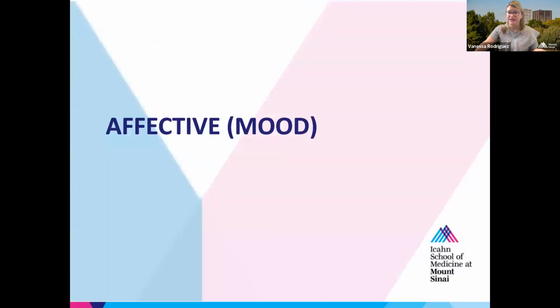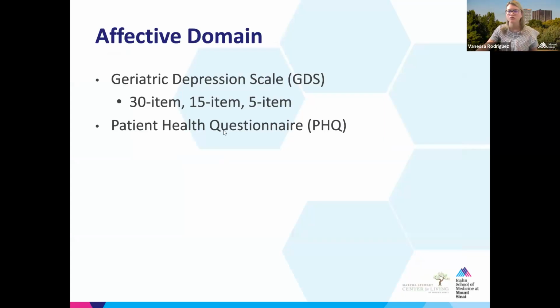And then moving on to affective, to the mood, so that 5M, the mood. So 2 very commonly used tools are the Geriatric Depression Scale and the Patient Health Questionnaire. There are other tools, but in the outpatient setting, these are known to be used very frequently. The GDS has different versions, the 30, the 15, and the 5-item tools. And the Patient Health Questionnaire has a screening tool of 2 questions, and then a 9 question tool, which will follow a positive PHQ-2.